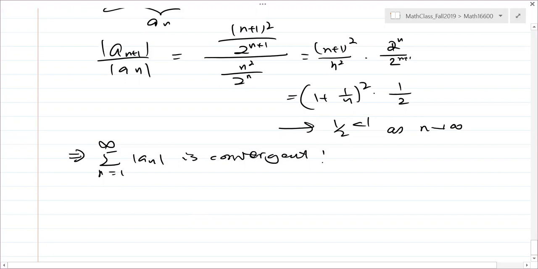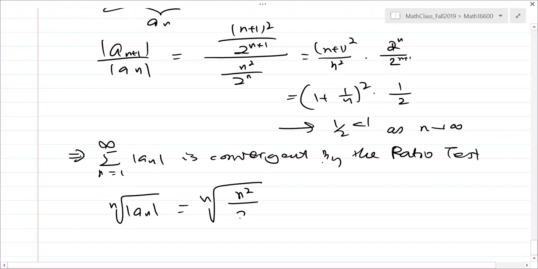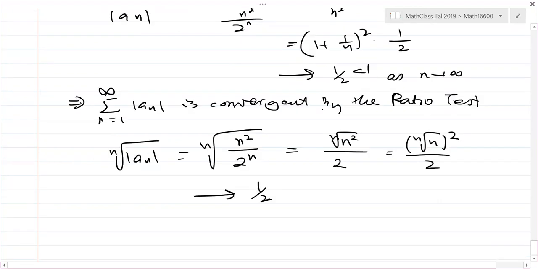All right, so this is convergent by the ratio test, but you can also use the root test, okay? And you can also look at the root test. So the nth root of n squared over 2, right? And if you switch it, again, the limit is going to be 1/2, which is also less than 1.